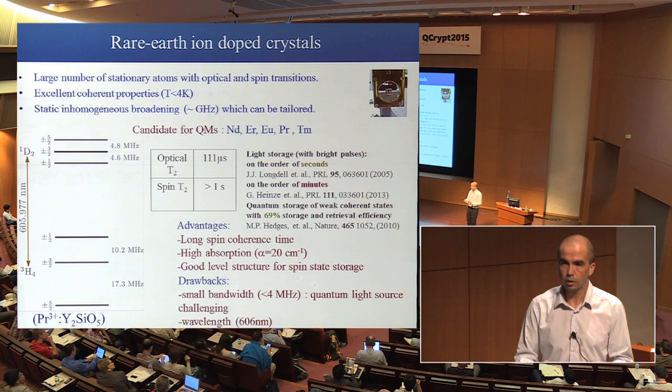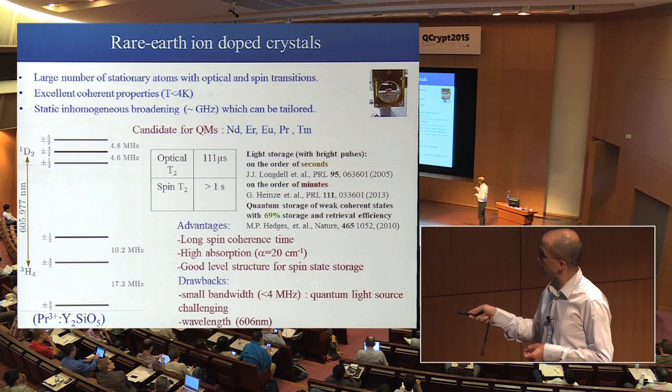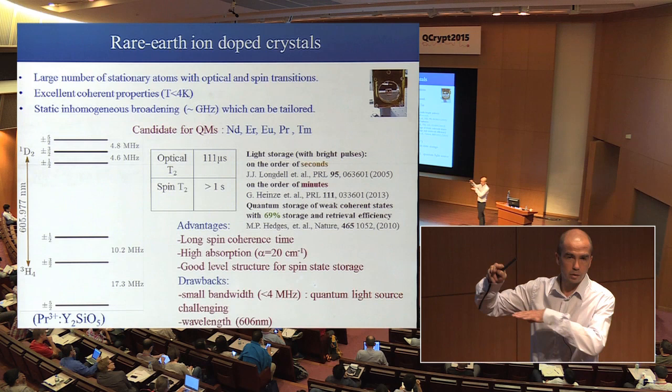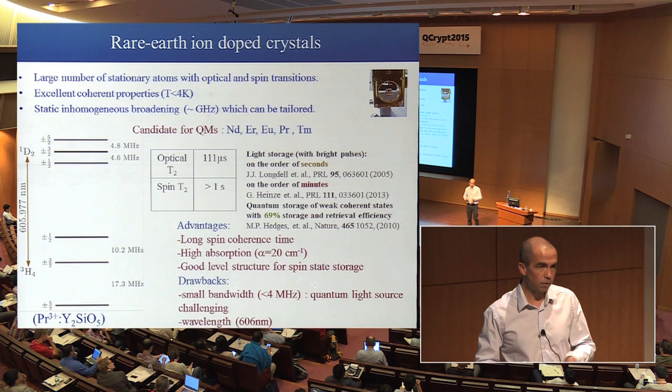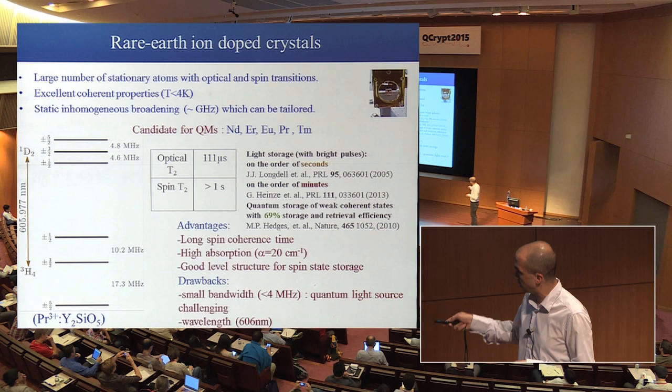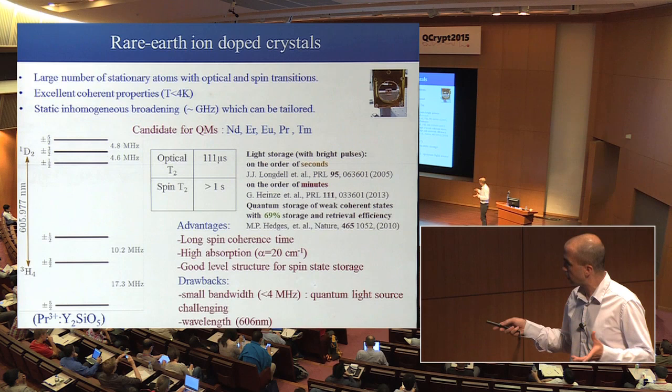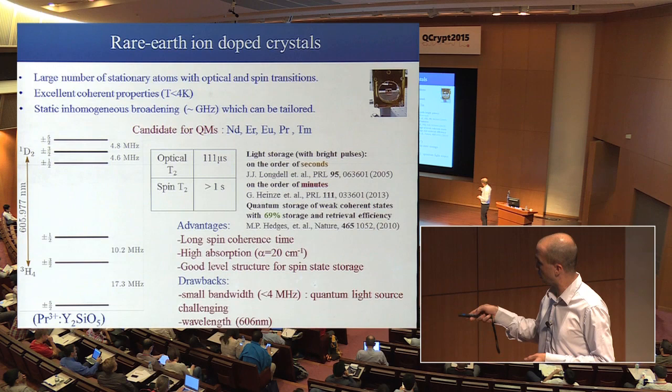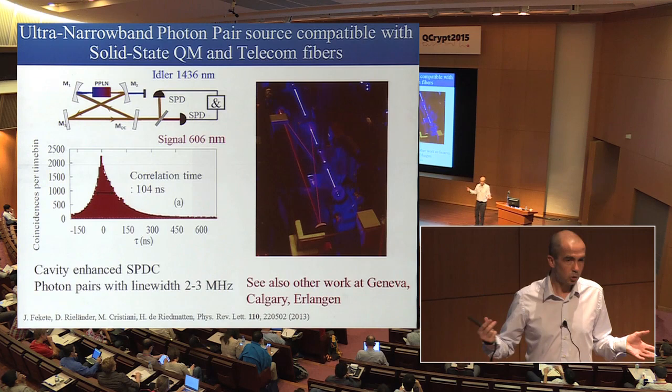The drawback is that the bandwidth is actually quite small. It's limited by this spacing between the levels to about 4 megahertz. So it's quite challenging to have a source which can go to that narrow band. And of course, the wavelength is not very friendly, at least for telecom applications. I think the loss in the fiber for this must be probably 8 or 10 dB per kilometer. So you cannot really directly use this for long distance communication. But we don't actually need to send this photon far away. What we want to do is this trick where we have one photon resonant with the memory and the other photon at telecom wavelength.